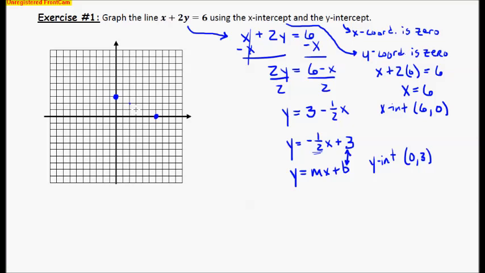And I'm going to go down 1 and to the right 2 again. I'll put a little dot. Then I'm going to go down 1 to the right 2 again, and look, I landed right on top of my x-intercept. So that tells me that I did the right thing. You can get your 2 intercepts here, connect the 2 dots, and bam, you got it. But if you make a mistake in one, you'll never know. So I always like to go to my slope and check myself.